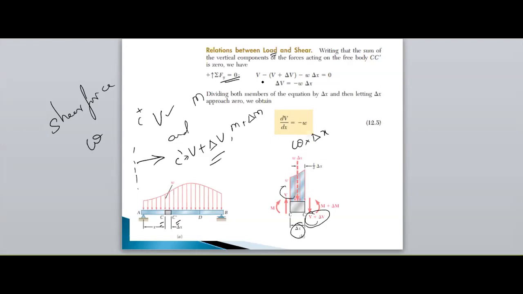So here balancing the forces, V and minus V will be cancelled, and delta V will be remaining. So we get the equation delta V is equal to minus W into delta x. Therefore dividing both sides by delta x, dV by dx is equal to minus W. Here V is nothing but the shear force F.